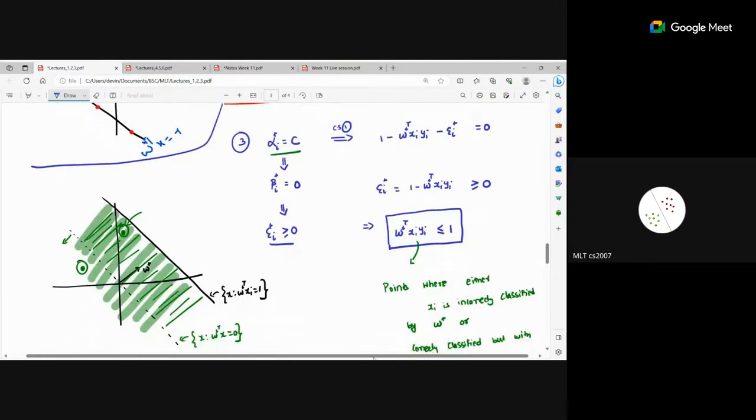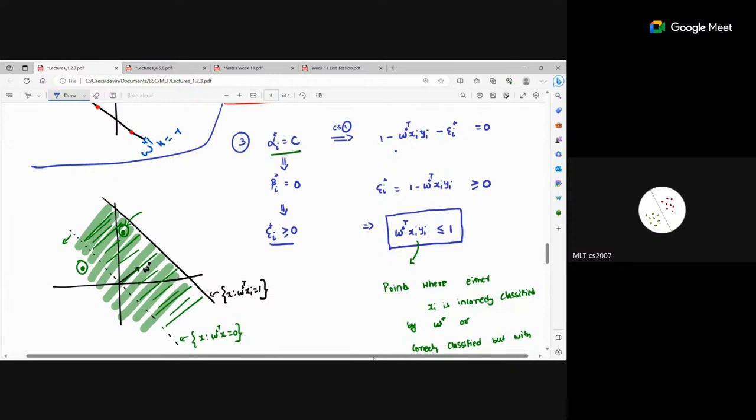So the last case is when alpha I is equal to C. Then beta has to be zero. When beta I is zero, the bribe need not be zero; I'm just saying need not be zero, which means it can be zero also. In this scenario alpha I is not zero, which means 1 minus W transpose XAYI minus the bribe has to be zero.